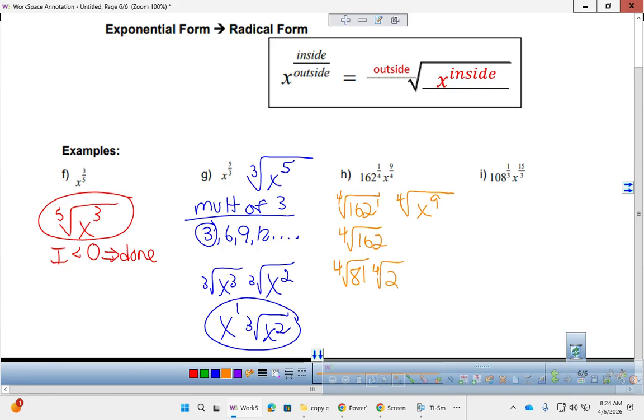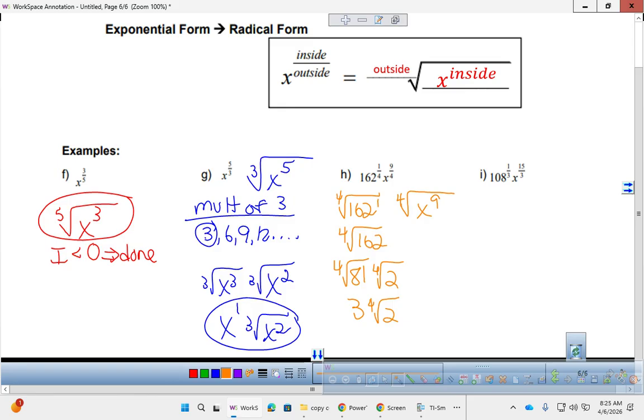Instead of going to my calculator, I'm going to do my 81 this way. So I'm going to the 81, and I go over to see that that reduces to a 3. So this is 3, 4th root of 2. That takes care of that part of the problem.